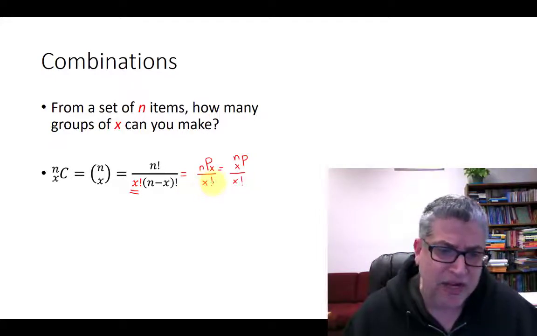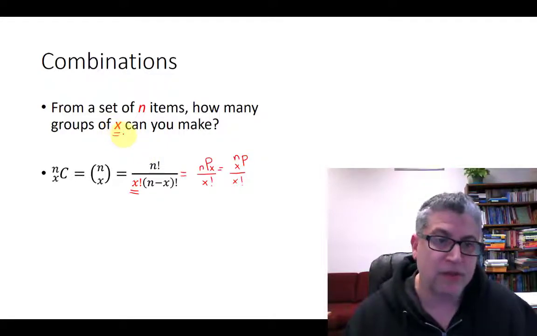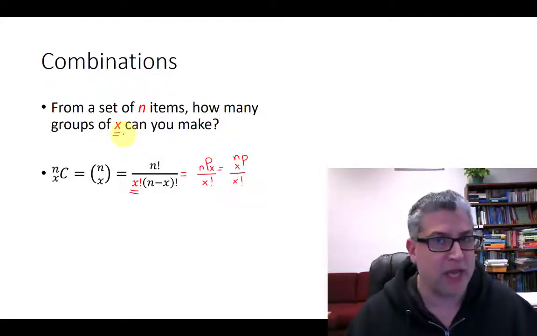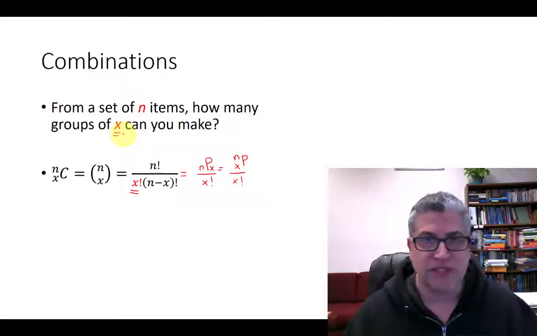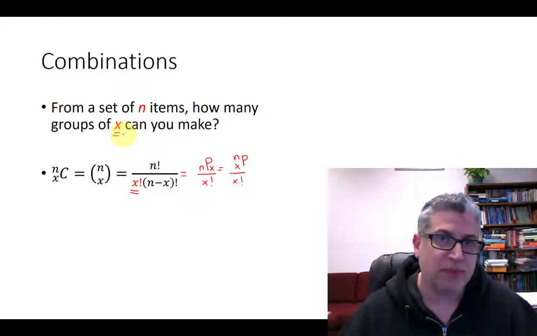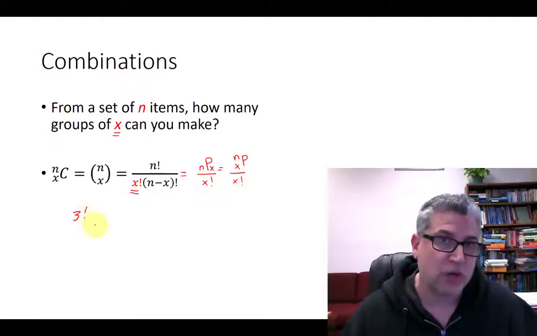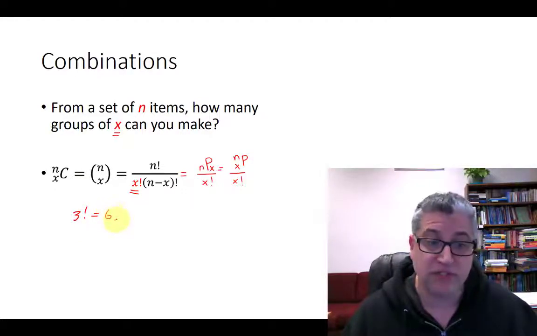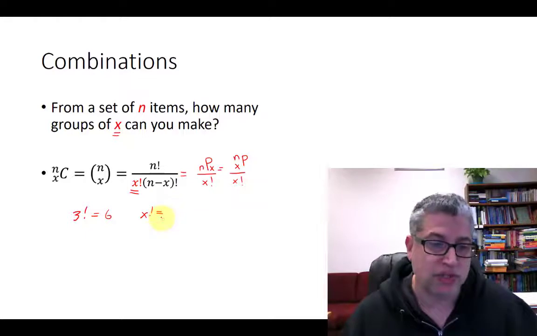So x factorial, now what is that? That's the size of the individual little teams that you're making up. So in our case, we were making up teams of size 3, which means we can reorder those 3 things 3 factorial different ways, for a total of 6. In general, if we were making teams of size x, then we could reorder, or permute, all of those different things x factorial different ways.